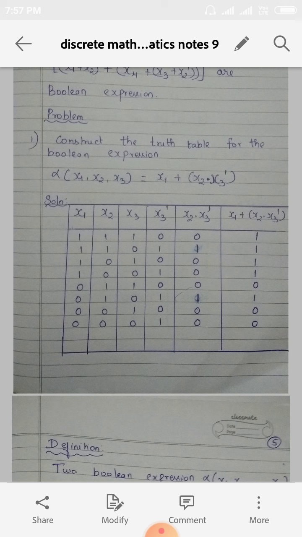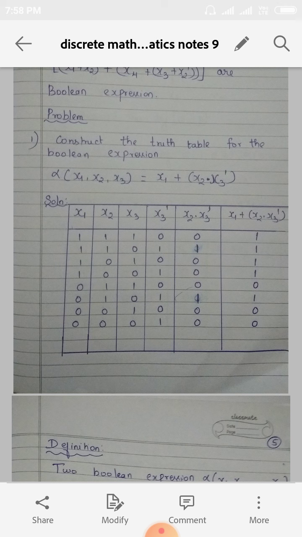See the possibilities: 1, 2, 3, 4, 5, 6, 7, 8. For 3 variables, how many possibilities? 8 possibilities. If it is 2 variables, how many possibilities? 1 1, 1 0, 0 1, 0 0. 4 possibilities. Okay, so for 3 variables, there are 8 possibilities.